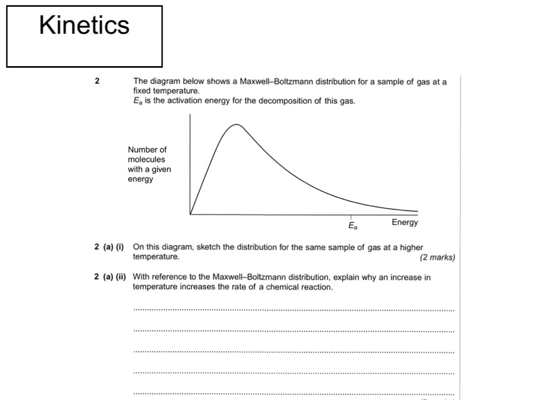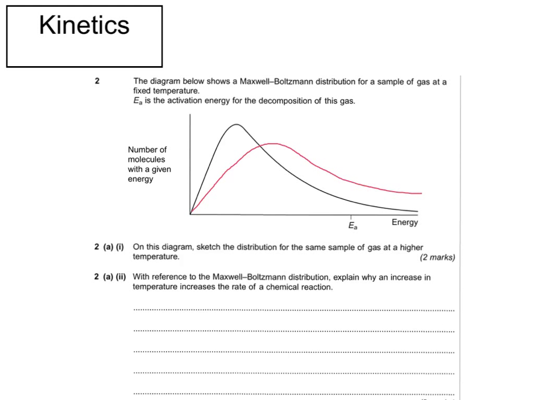So let's have a look at a few past exam questions. So this first one, the diagram below shows the Maxwell-Boltzmann distribution for a sample of gas at a fixed temperature. EA is the activation energy, there it is. On this diagram, sketch the distribution for the same sample of gas at a higher temperature. So remember, don't take any chances, exaggerate your curve, and so we're going to make sure our peak is further to the right and lower down. There's our peak, and make sure that your line stays above the activation energy. So that'll get you 2 marks.